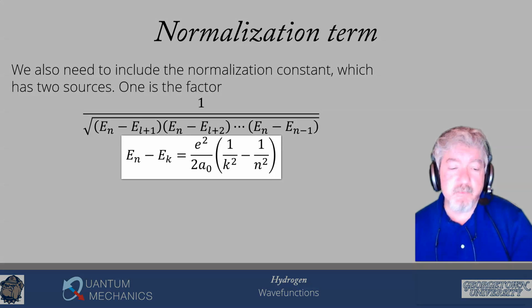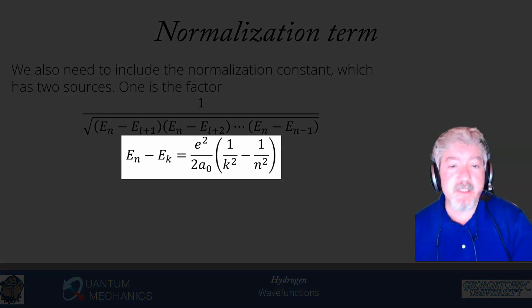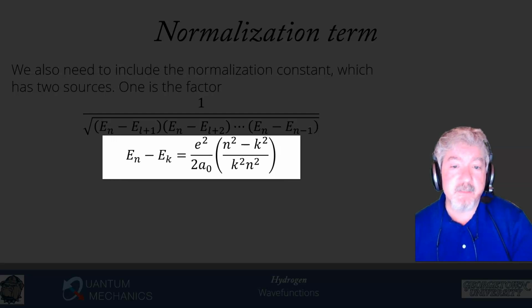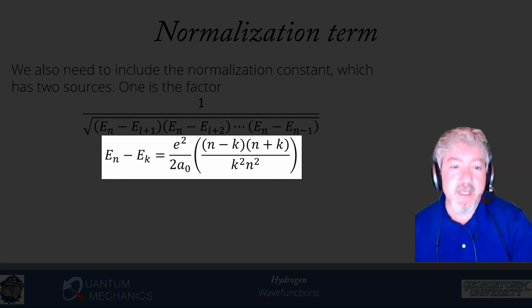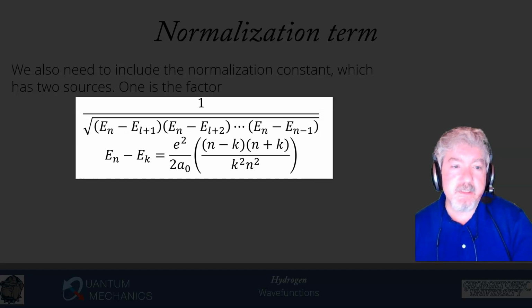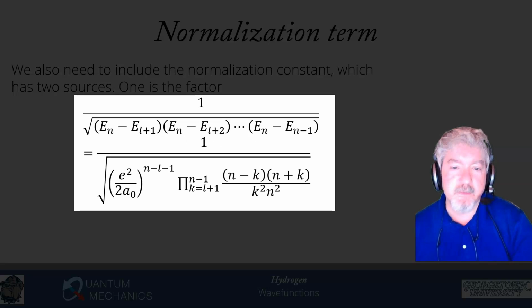And we have to plug in what the energies are to get En minus Ek is e squared over 2a0, 1 over k squared minus 1 over n squared. We put everything over the same common denominator. We get n squared minus k squared over k squared n squared. We recognize that n squared minus k squared can be factorized into n plus k times n minus k. So we go ahead and do that. And now we've got this product that is running between k equals l plus 1 all the way out to k equals n minus 1.